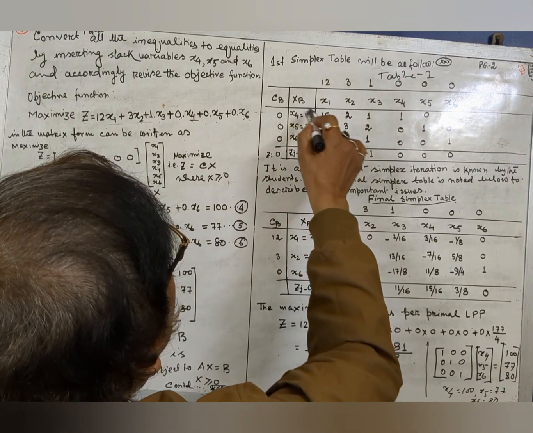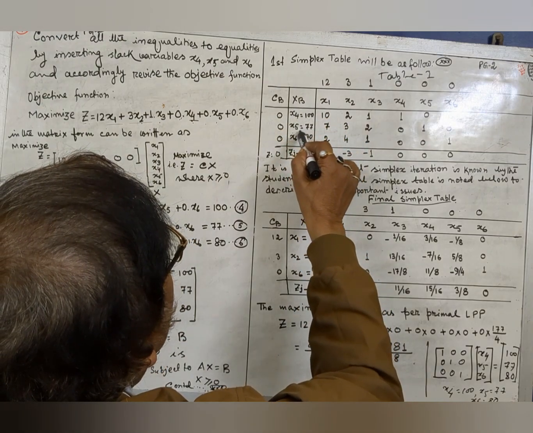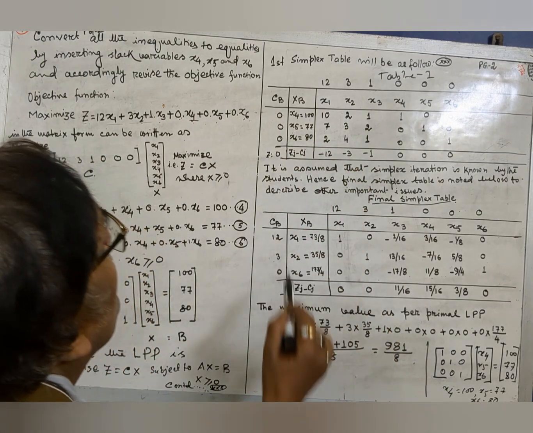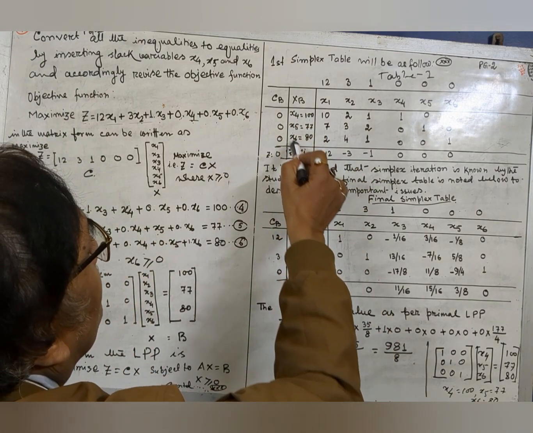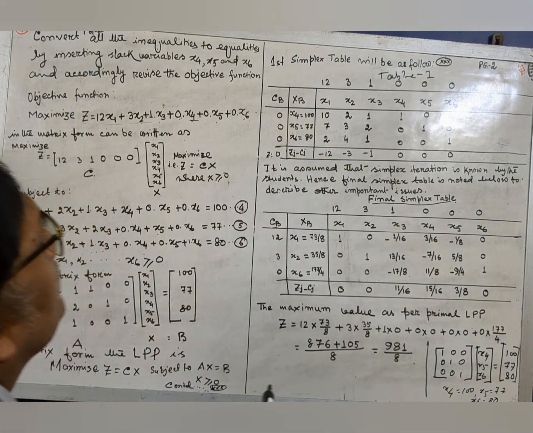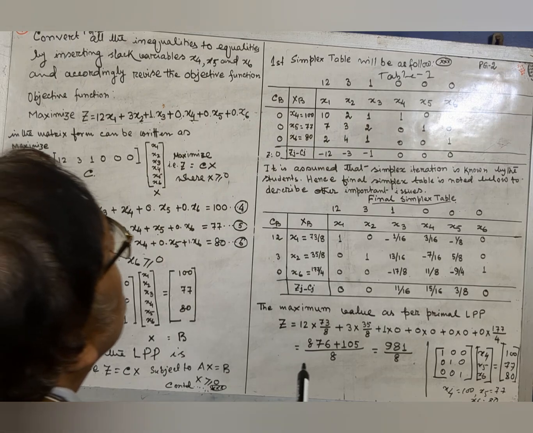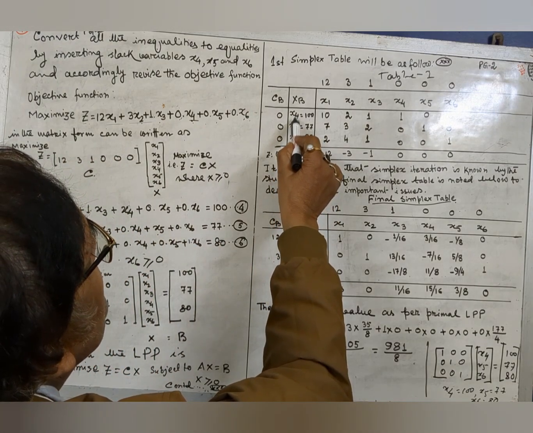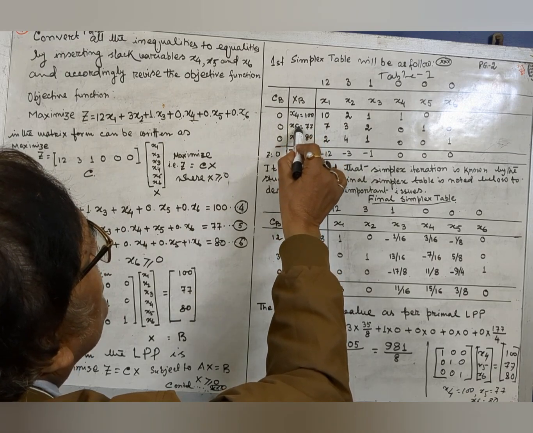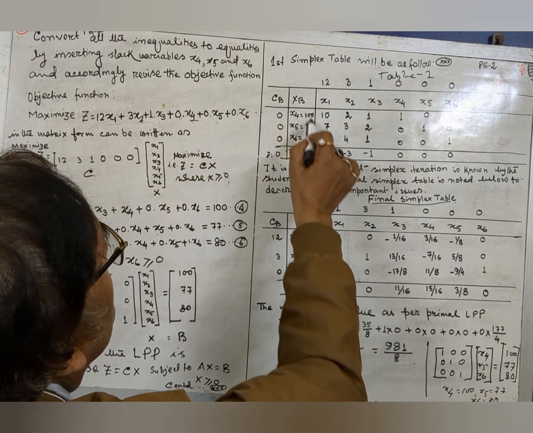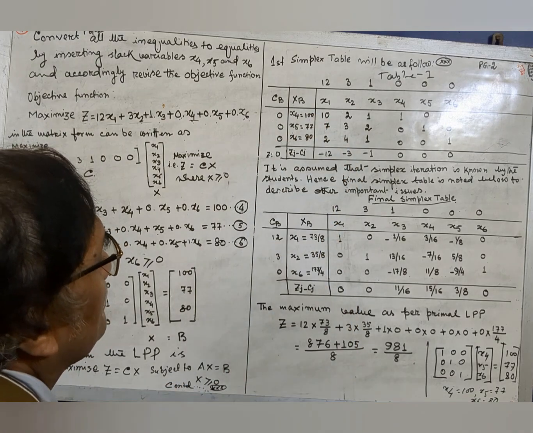In this case the solution is x4 is equal to 100, x5 is equal to 77, x6 is equal to 80. The variables which are not available in this column or box are equal to 0. It is understood that all those variables are 0. That means in this case x1 is equal to 0, x2 is equal to 0, x3 is equal to 0, as they are not counted under the basic variables.